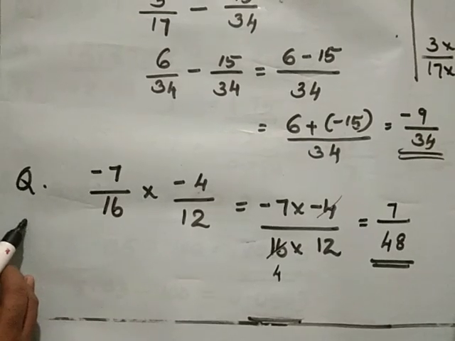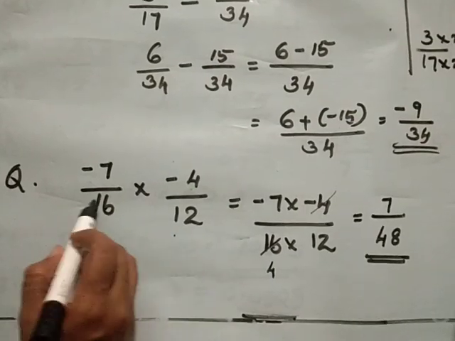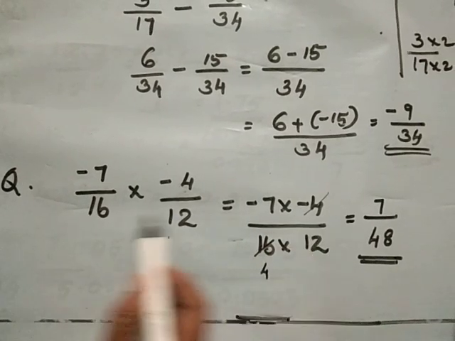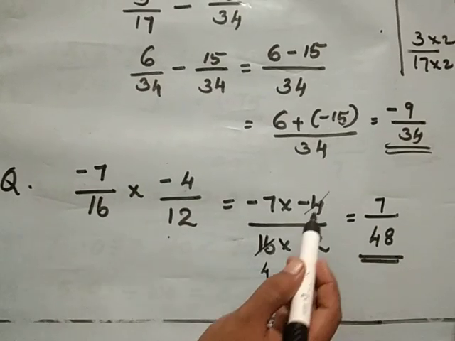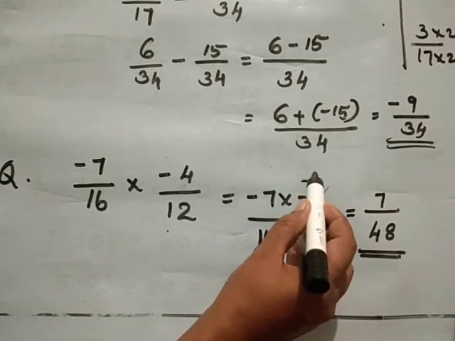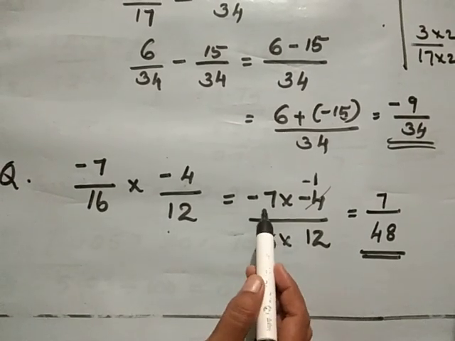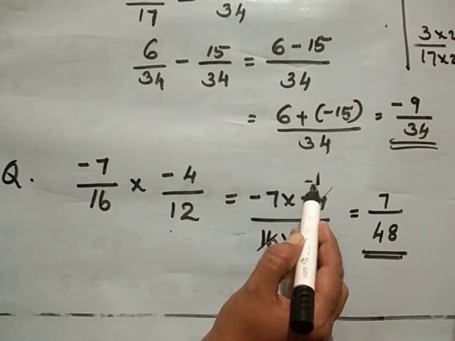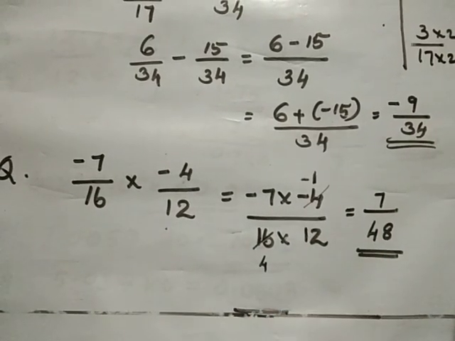Next one, multiplication question. Negative 7 by 16 into negative 4 by 12. When multiplying, multiply the numerators: negative 7 into negative 4, divided by, multiply the denominators: 16 into 12. Yes, 4 and 16 have 4 as a common factor. Here negative 4 has 1 4, with the sign also given as negative 1. 16 has 4 4s. Remaining, there is no common factor, so multiply the numerators. Negative 7 into negative 1 we get positive 7. 4 12s are 48. 7 by 48 is the answer.